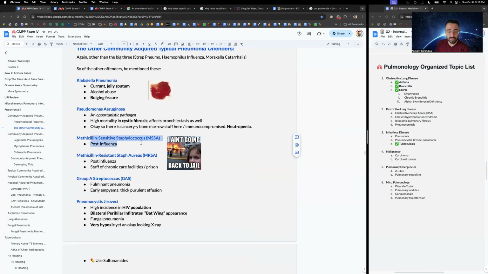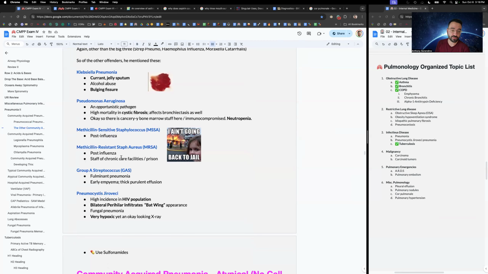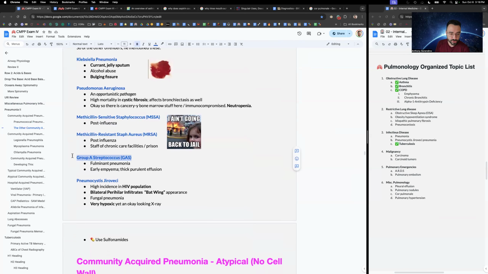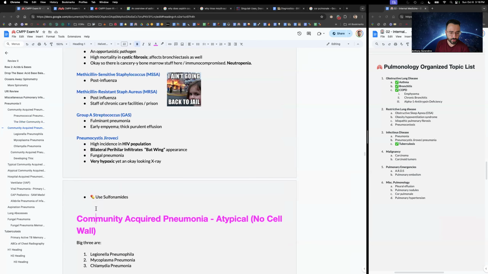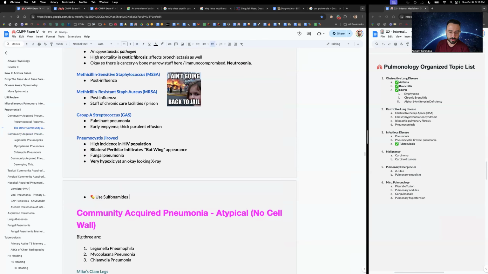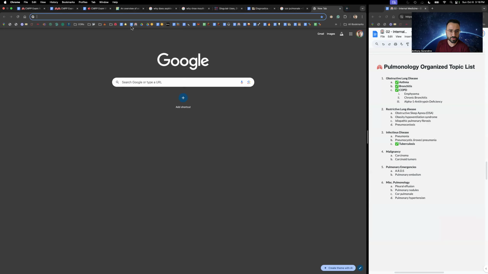You have MSSA and then the more serious MRSA. Staph aureus is gram positive. You have group A strep, that's gram positive, and then Pneumocystis jirovecii, which technically is fungal, but it's in this group because it can cause pneumonia. Use sulfonamides, which should be Bactrim. Bactrim is the treatment for that. That's just something you have to memorize.